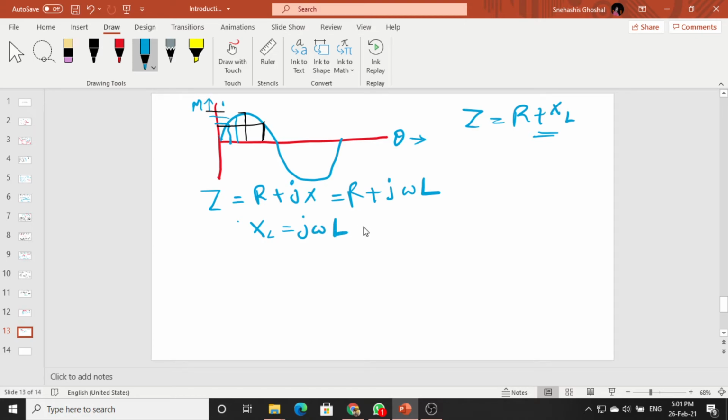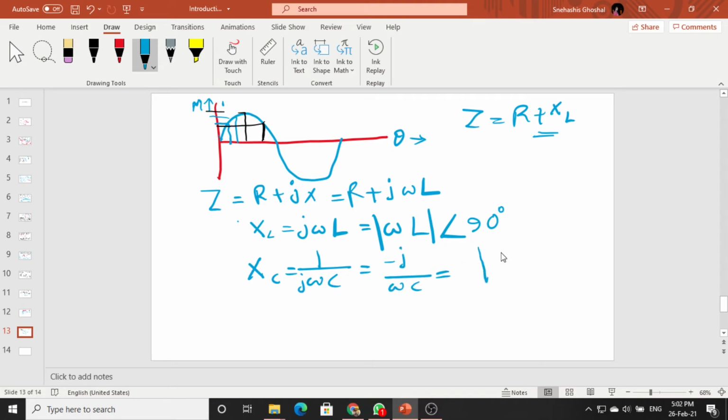Now, if I represent it in magnitude terms, the magnitude value will be omega L and the angle will be 90 degree. Now, if I represent XC in a similar way, which is actually 1 by j omega C, and 1 by j is also known as minus j, so it is minus j by omega C. Its magnitude part will be mod of 1 by omega C, and the phase part is minus 90 degree. Clear?